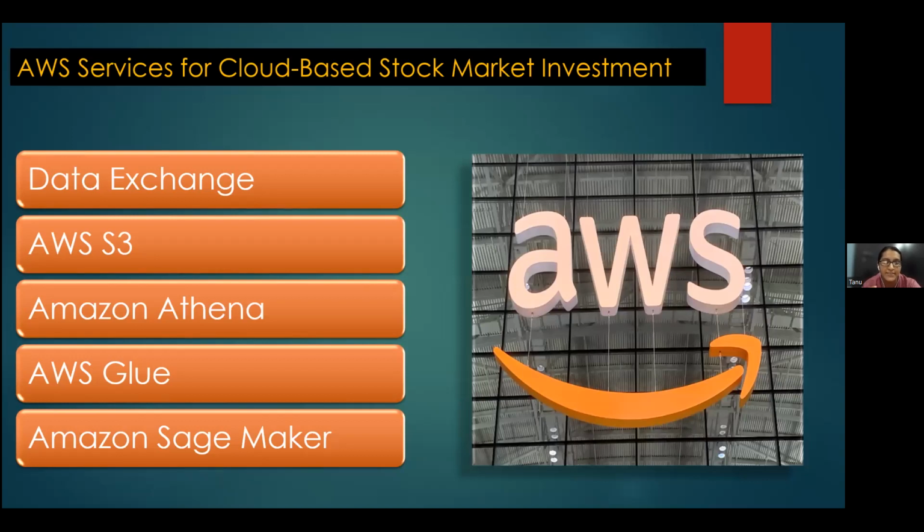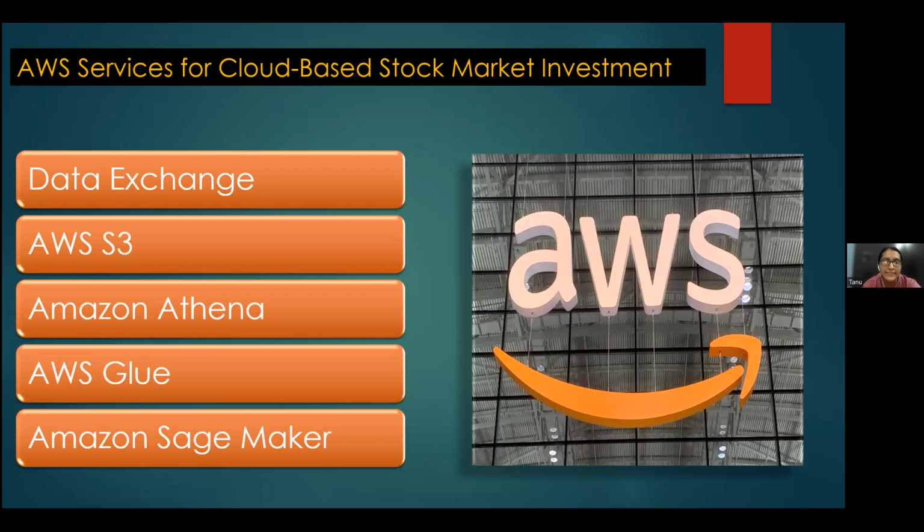And the second one is AWS S3. AWS S3 stands for Simple Storage Service. It basically provides scalable and durable object storage that allows us to store and retrieve data such as historical stock prices in a cost-effective manner. And the third one is Amazon Athena. It basically enables us to analyze our data stored in S3, the Simple Storage Service, and makes it easier to uncover insights and trends in our stock marketing data.